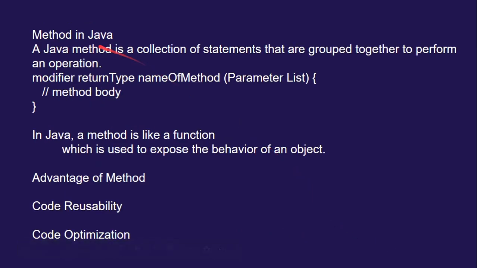And then methods. What is a method? A method is a collection of statements that we have seen in earlier programming languages. It is also called a function or subprogram. So a Java method is a collection of statements that are grouped together to perform an operation.